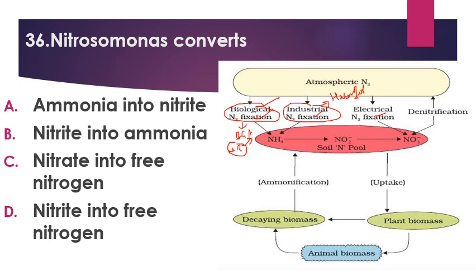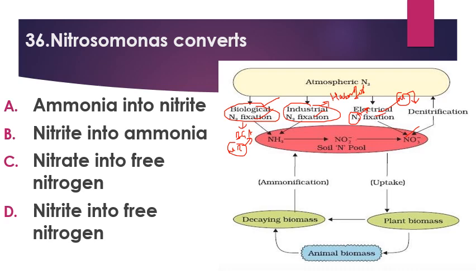So this is the process which is involved in atmospheric nitrogen fixation by industrial means. Then electrical fixation involves thundering and lightning, so that high energy breaks down the nitrogen molecule into nitrogen atoms. They combine with oxygen to form nitrate.